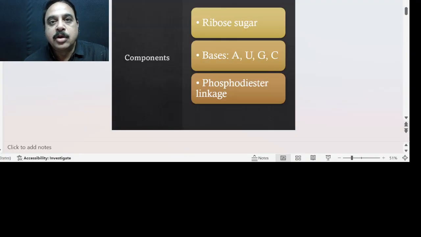Now, if I look at the components of RNA, I shall look at them in terms of ribose sugar, phosphate groups, then adenine, uracil, guanine, cytosine. Uracil replaces thymine. Whenever this replacement is done, it makes RNA less stable than DNA. This is a main point to be remembered, that it is less stable than DNA.